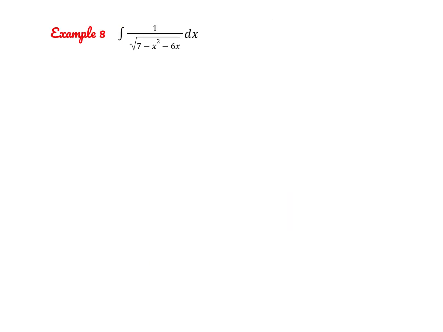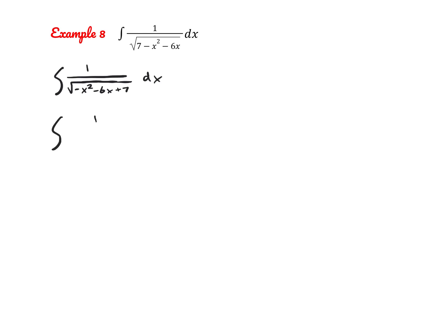All right, let's try one last one together. So here you can see we don't really have any other options but to try this completing the square. So within our square root, we're going to complete the square. I'm going to do a little bit of rewriting first, so I'm just going to rewrite it in this order: negative x squared minus 6x plus 7 dx.